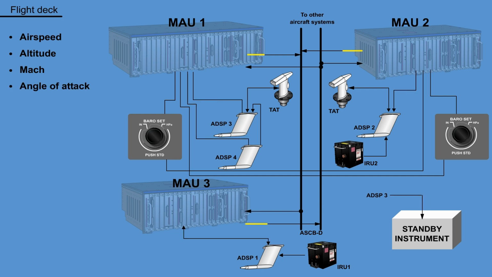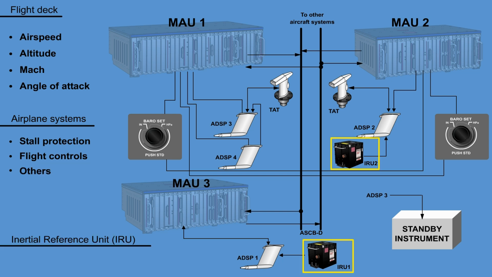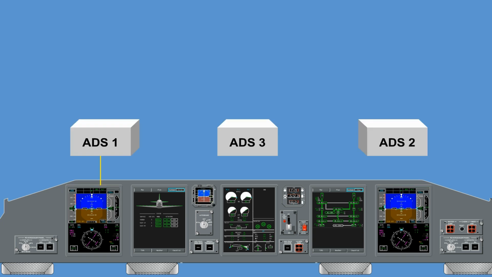The ADA corrects the local air data values received from the Air Data System. This air data information is also sent to airplane systems that require air data input such as stall protection, flight controls, and others. The Micro Inertial Reference Unit, IRU, uses air data to calculate wind-related parameters. During normal operation, air data readouts on the captain and first officer's PFDs are from ADS-1 and ADS-2, respectively.